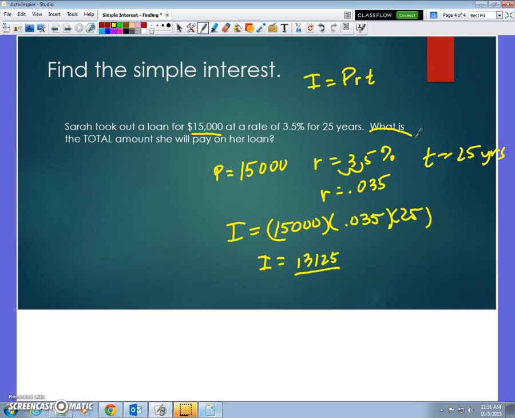So when it asks us what is the total amount she has to pay on her loan, well, she's got to pay the $15,000 back in full, plus she's got to pay all the interest for letting her take that loan out. So total, we've got $28,125. So just for using that $15,000, she has to pay almost twice as much back by the time it's all said and done for a 25-year loan. Wow. That's insane. That's a crazy number. But that's the way it works. Those banks, they'll get you.